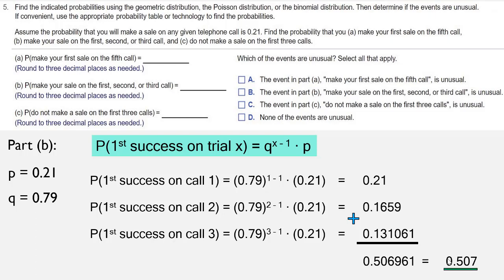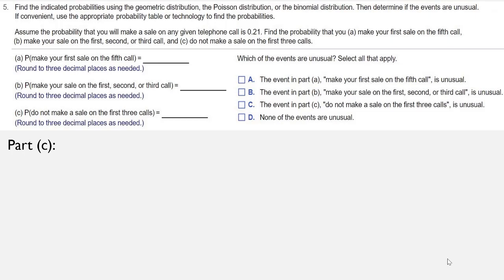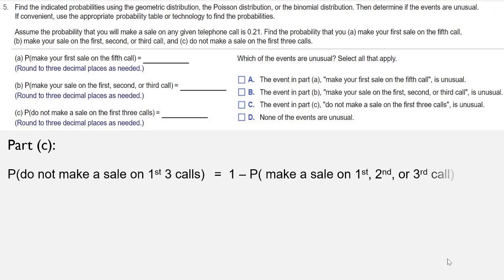In part C, we're looking for the probability that you don't make a sale on the first 3 calls. We just found out from part B that the probability that one of your first 3 calls is successful is 0.507. So what we're looking for here is actually the complement of part B. We want to do 1 minus the probability that you make a sale on the first, second, or third call. That's a probability that we just computed. It was 0.506961. We subtract that from 1, and we get 0.493039. Rounded to 3 decimals, we get 0.493, and that's your answer to part C.